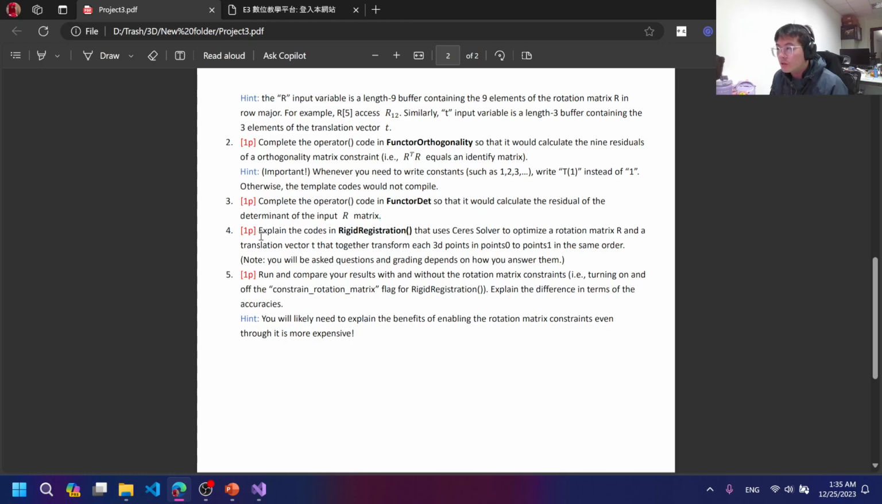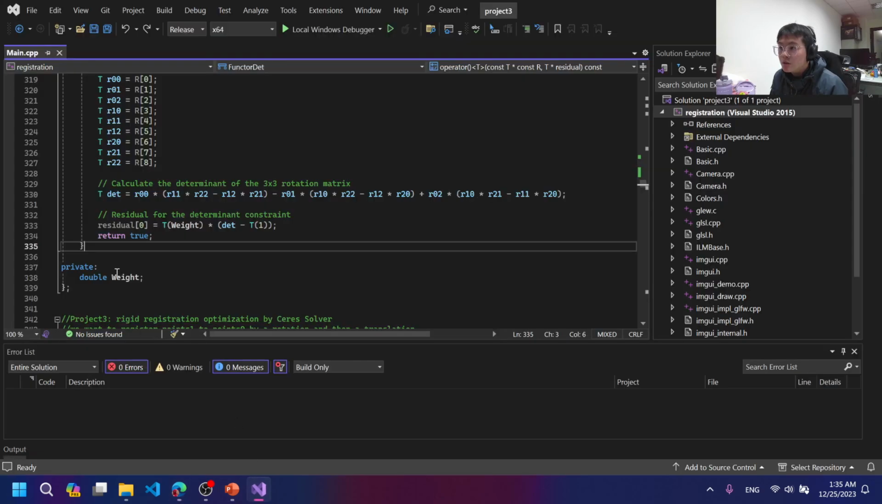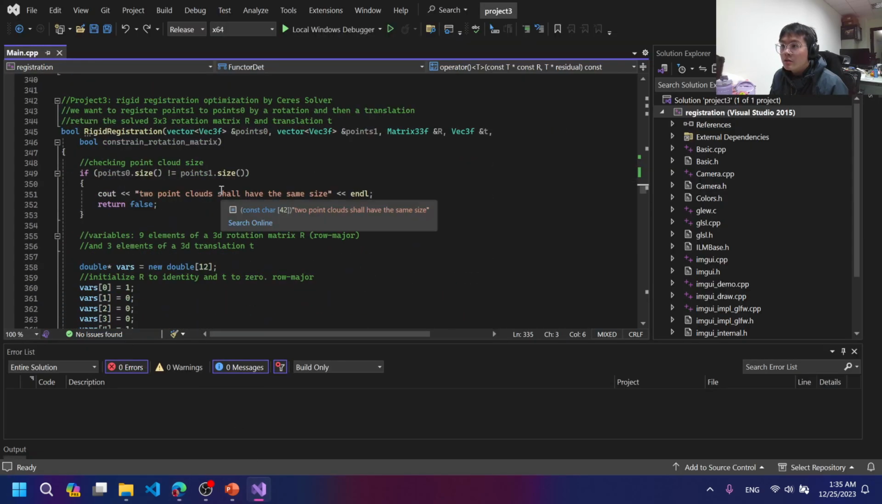Now, what's the fourth question? Explain the code in rigid registration that uses Ceres solver to optimize a rotation matrix. This is the function which I have to explain. Let's take a look at the comments again. We want to register points 1 to points 0 by a rotation and then a translation.